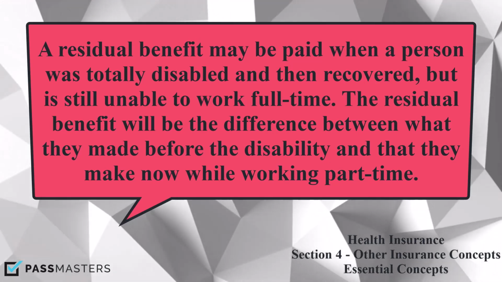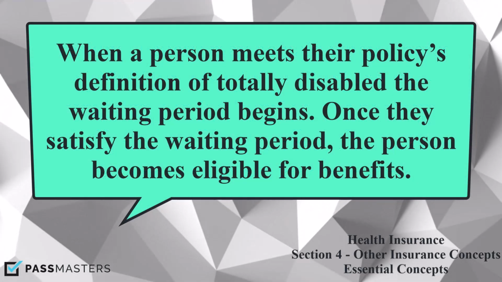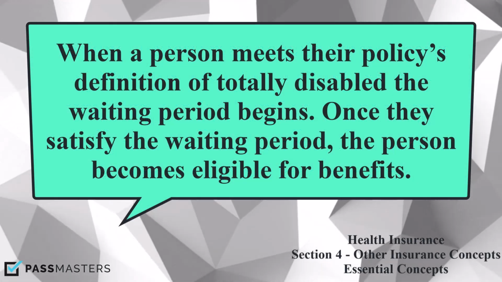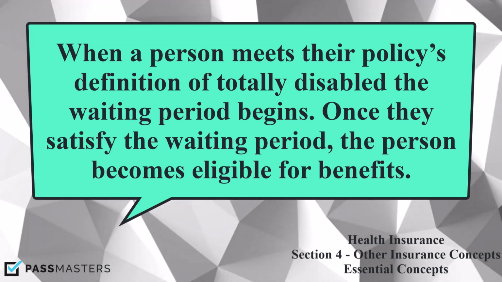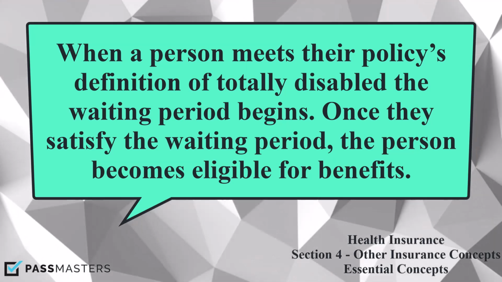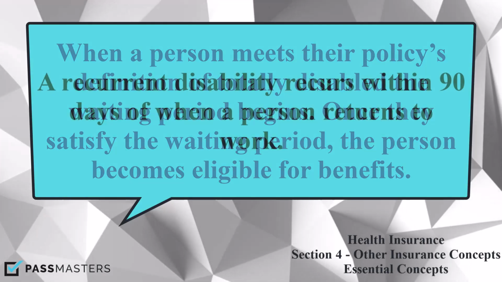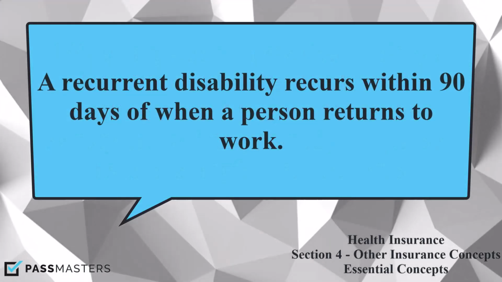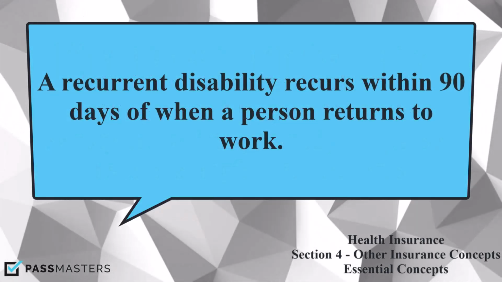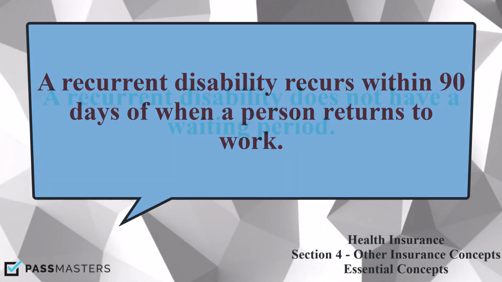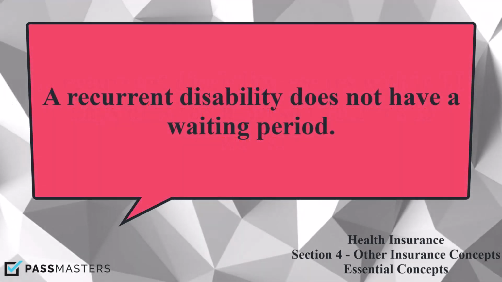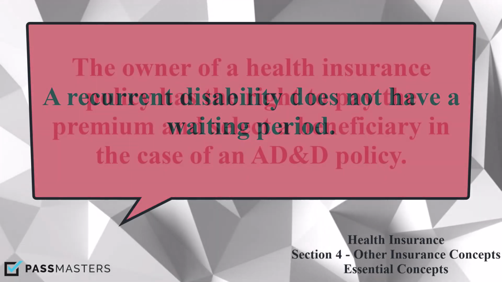When a person meets their policy's definition of totally disabled, the waiting period begins. Once they satisfy the waiting period, the person becomes eligible for benefits. A recurrent disability recurs within 90 days of when a person returns to work. A recurrent disability does not have a waiting period.